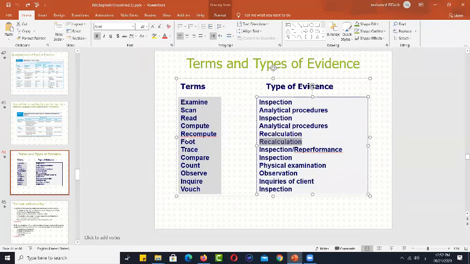اوكي طيب foot recalculation. طبعا foot ده اللي هو adding الديبت والكريدت sides of the مثلا specific T account and find out the balance. طيب trace inspection او re-performance, compare inspection مثلا, count physical examination, observe observation, inquire يبقى inquiry, vouch which is vouches to see the vouchers يعني خلاص, inspection and so on. يبقى those are the key terms that you may find and will lead you to the type of evidence according to the cases that you are going to solve مع لميس ان شاء الله.